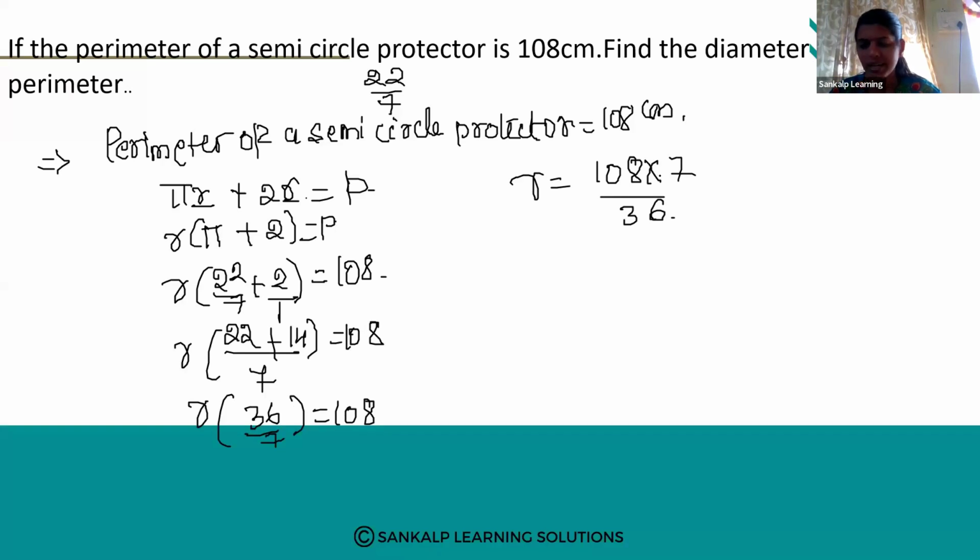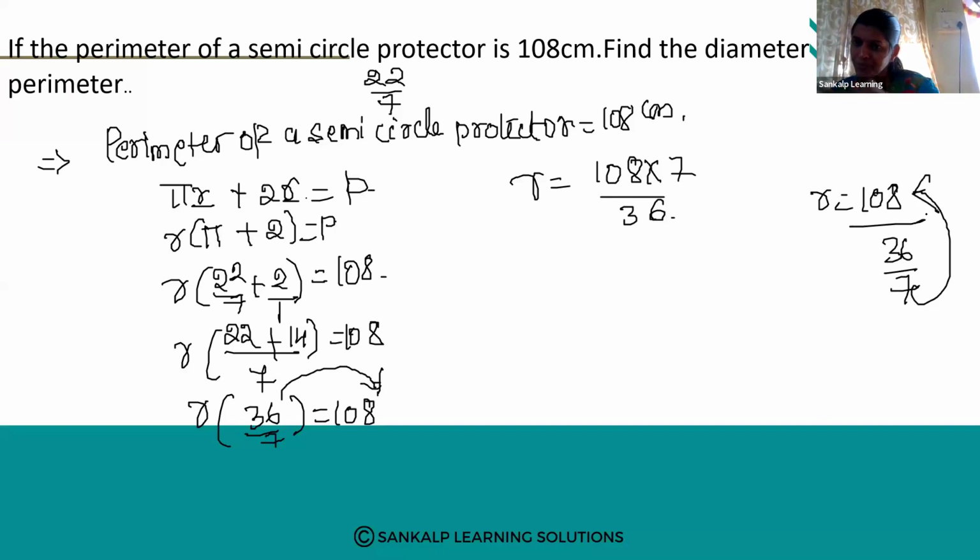Right? So, into 7 divided by 36. Or, this can also be written as R is equal to 108 divided by, so it is R into 36 divided by 7. When you transfer this term to this side, it becomes divided by, right? So divided by 36 divided by 7. So transfer this 7 to up, then it becomes 108 into 7 divided by 36.